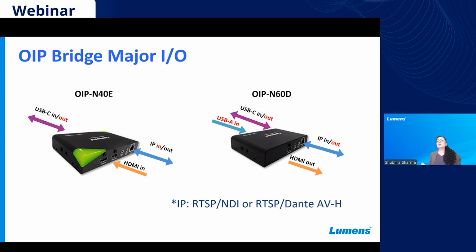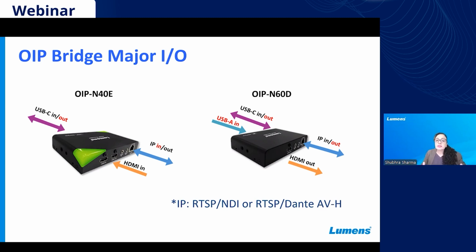And then coming to the N60D, which is the decoder. Here again, you can see we have both USB type C and A. Type C can be used again as in and out, right? Type A you can use as an extender. Suppose I have a camera and I want to extend the USB cable, I can use a USB type A, and then type C connectivity on my table on the far side, I can do that, right? Same way, IP in and out and HDMI out.